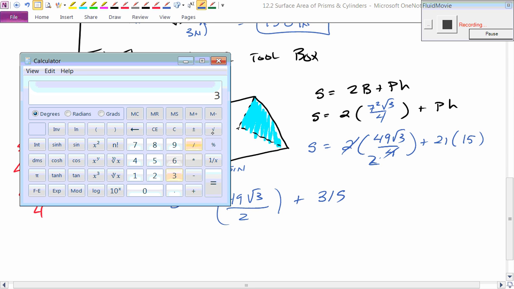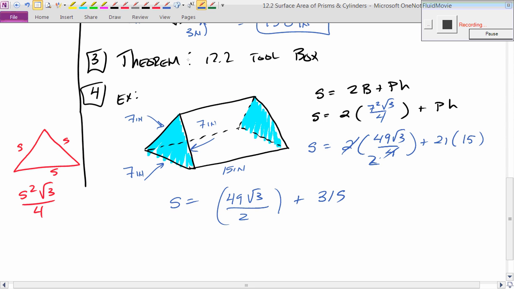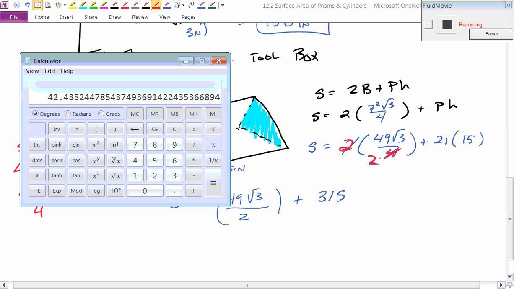Okay, square root of 3 times 49 divided by 2. That gives us 42.4. No, it's not divided by 4. It's divided by 2. Yes. Because look, right here. Doesn't the 2 cancel out with the 4 to make that a 2 down here? Well, yes. That's what I want to do. So I'm going with 42.4, okay?